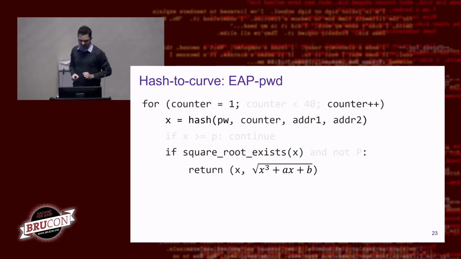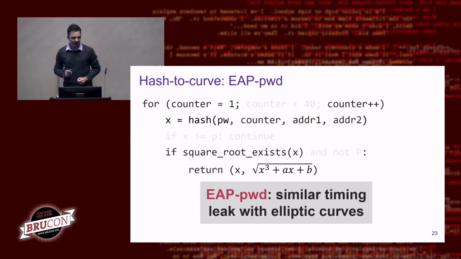So I hope that's a bit clear. And what's the interesting thing here is that remember that the Dragonfly handshake is used both by WPA3 but also by EAP-PWD. It turns out that in the EAP-PWD protocol, which is used in Wi-Fi networks where you have to log in using a username and a password, exactly this algorithm is being used to convert the password into a point on the elliptic curve.